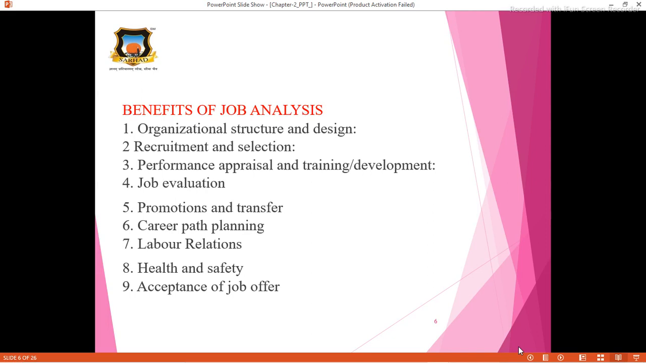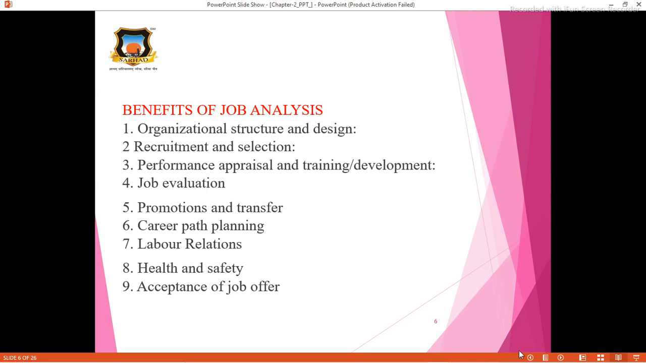Next is labor relations. It is helpful for maintaining good labor relationships. The next is health and safety. Most companies prepare their own health and safety plans and programs based on a job analysis.